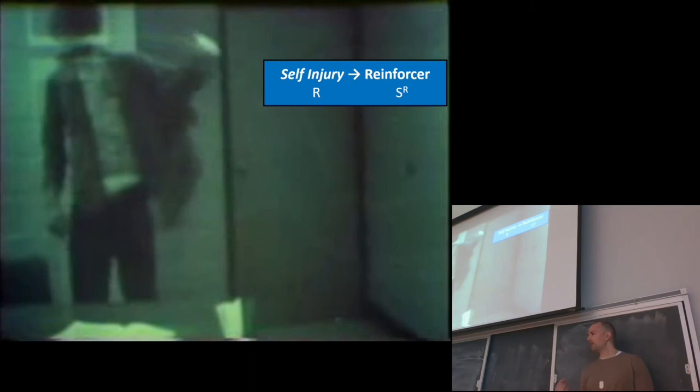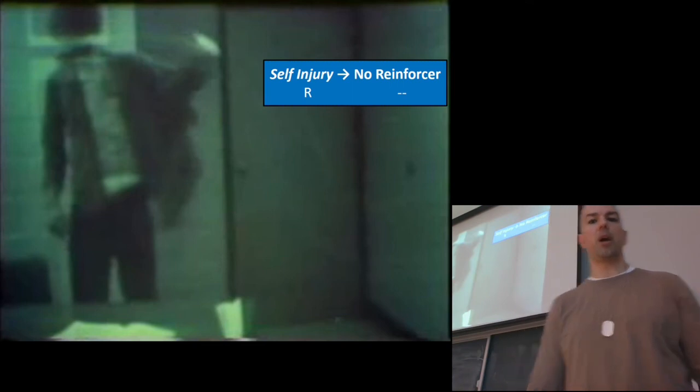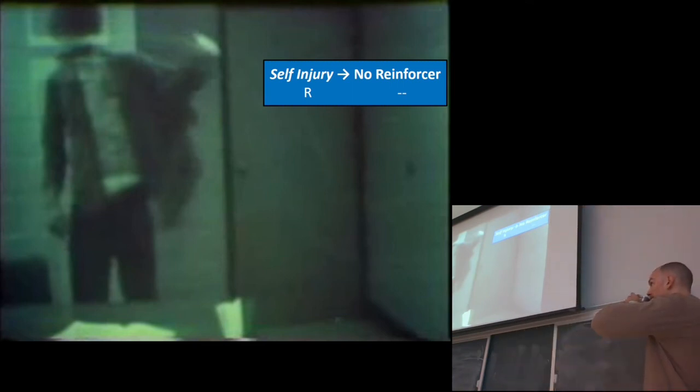Now, to treat this, one of the things they did is they put Harry on an extinction program where they basically said, all right, we've identified that his self-injurious behavior is being followed by a reinforcer, so we're going to put him on extinction, and now, when we're treating him, his self-injurious behavior will no longer be followed by a reinforcer. So in the video, keep your eye out for that change. Keep your eye out for how they remove reinforcement for Harry's self-injurious behavior in order to put him on an extinction paradigm.